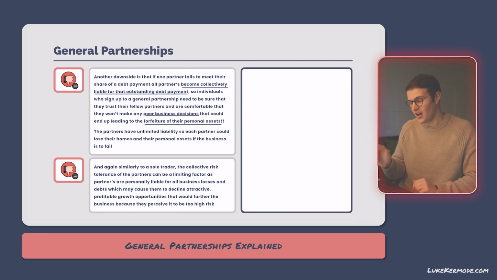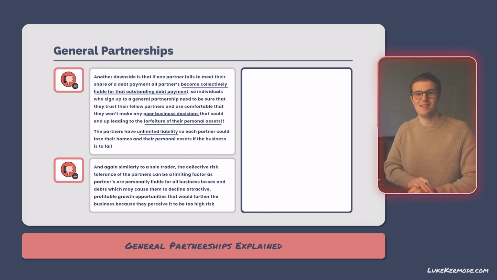All the partners have unlimited liability. That's the key word here. That's the key word that curriculum likes to use for sole traders, for general partnerships. That the owners have unlimited liability for the business's losses and debts.